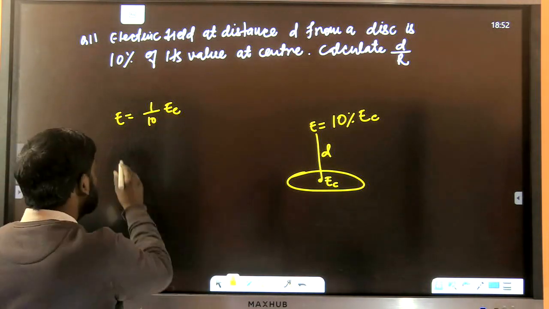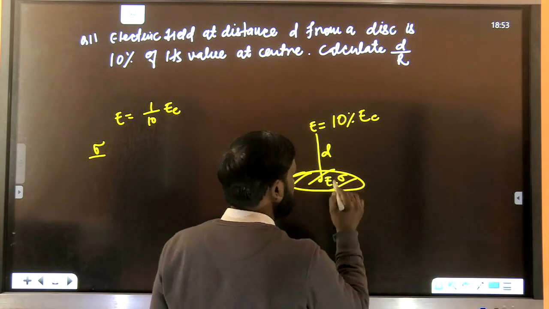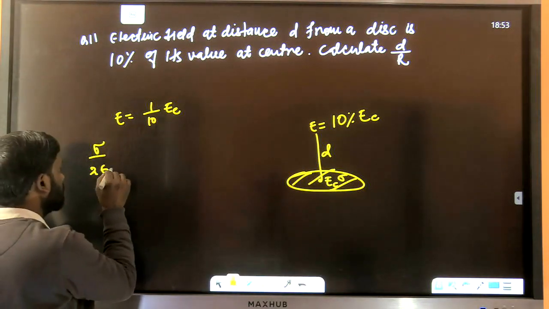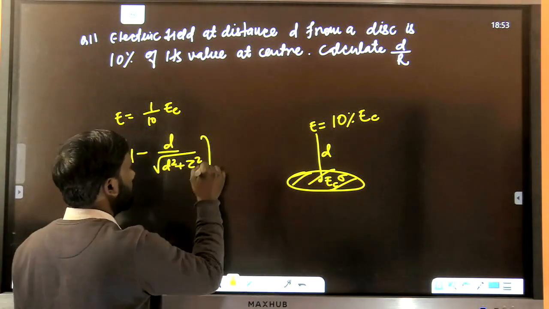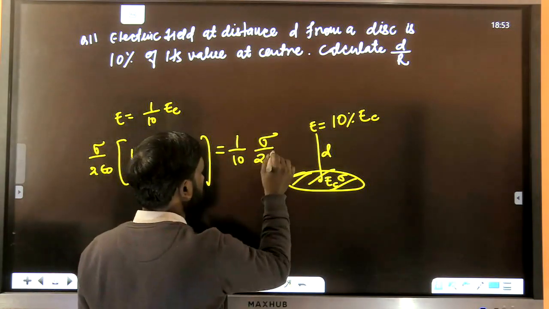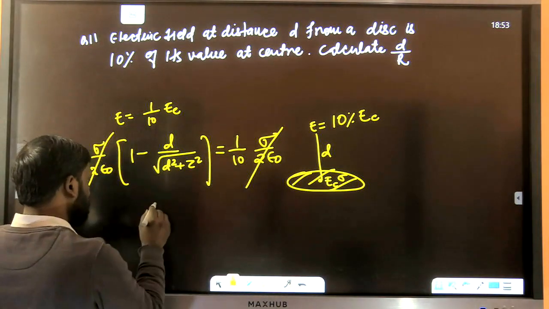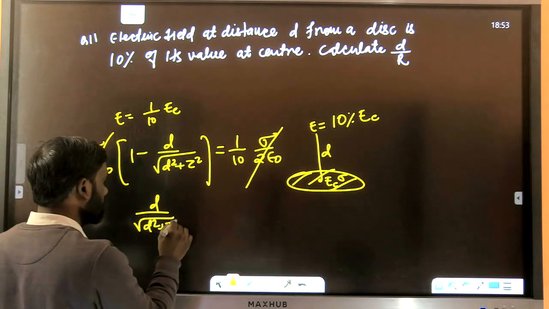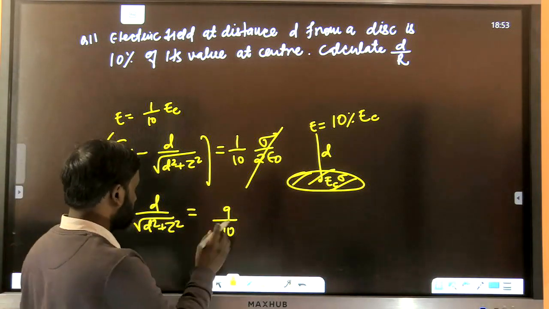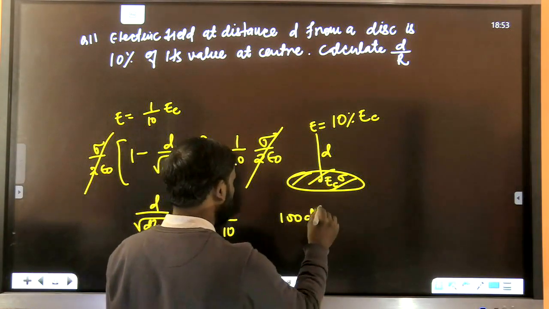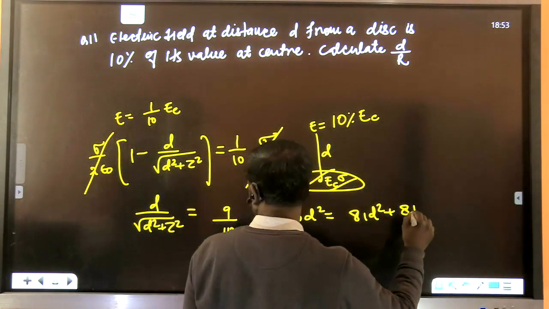So there is a formula for E, you can derive it. You assume that it has uniform charge density sigma. Then the field is sigma upon 2 epsilon naught times (1 minus d upon root under d square plus z square), and that is equal to 1 by 10 of sigma upon 2 epsilon naught. You just cancel these terms, and you get d divided by root under d square plus z square is equal to 9 by 10. Now you square it and you get 100 d square is equal to 81 d square plus 81 z square.